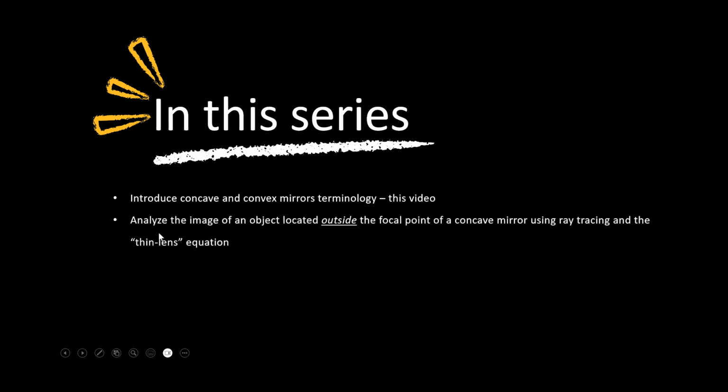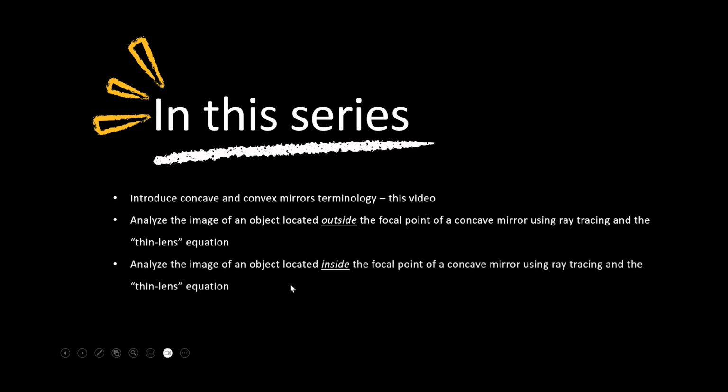The series involves concave and convex mirrors. So we'll start this video by introducing terminology for these two mirrors. Then we'll analyze the image of an object sitting outside the focal point of a concave mirror and one inside, by using ray tracing and the thin lens equation. I kept the thin lens equation because we did the lens already, and it's the same equation that we use for the lens that we will use for the mirror. And then we'll work out some exercises just to illustrate the point and maybe do a lab.